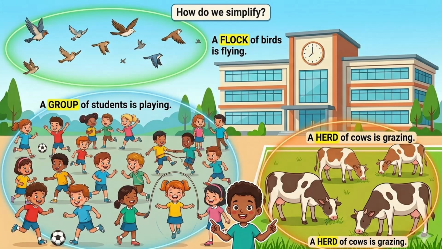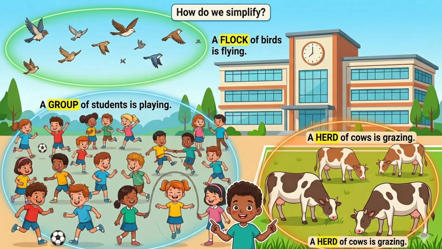Let's look at more examples. A flock of birds is flying. A herd of cows is grazing. In all these sentences, we are talking about many members, but we are using one word to represent the group. Words like group, flock, herd are called collective nouns.